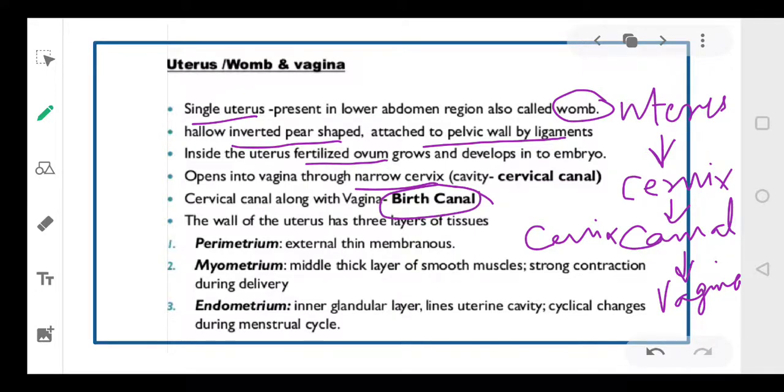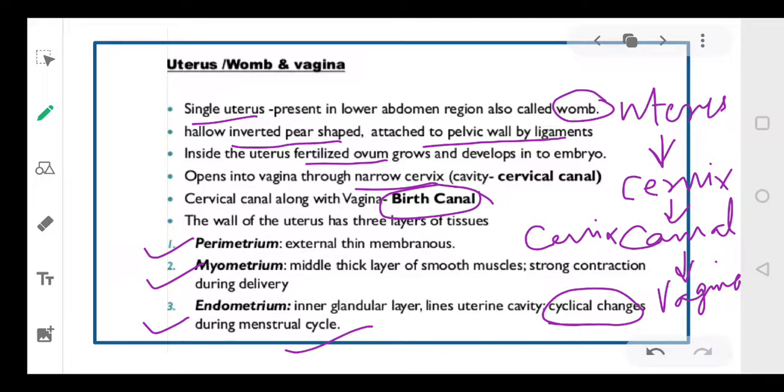Now the wall of the uterus is surrounded by 3 layers of tissues. First is the perimetrium, then the myometrium, and then the endometrium. Dear students, this is very, very important. Out of these, the endometrium is the most important, right? Because it undergoes cyclic changes during the menstrual cycle.